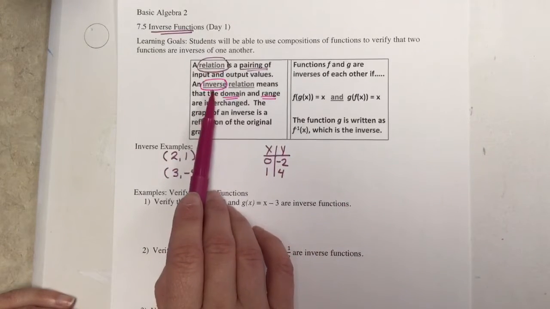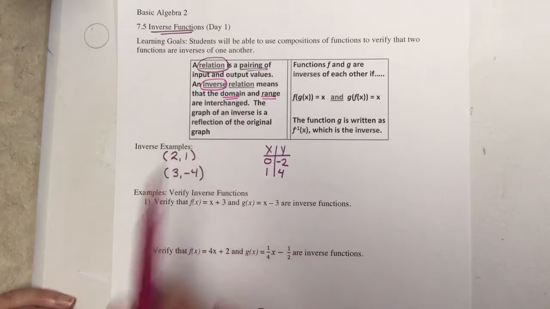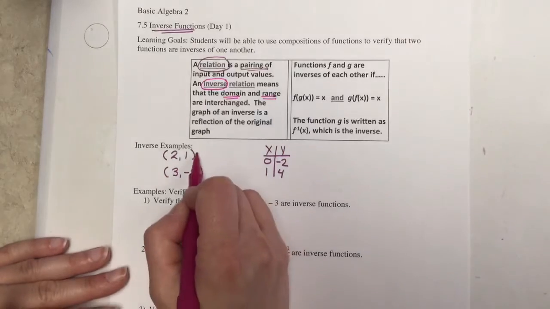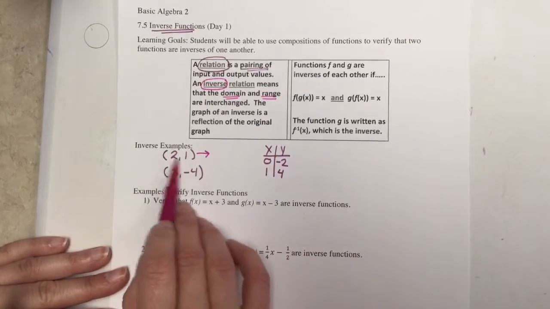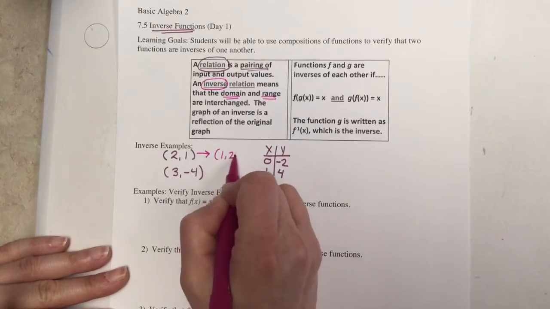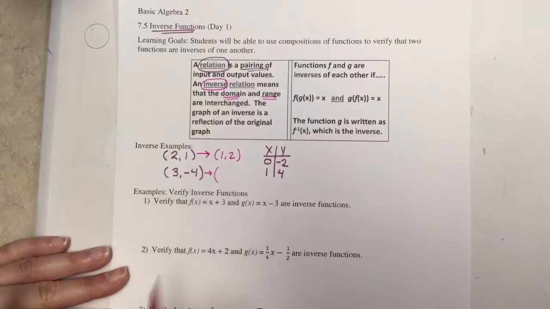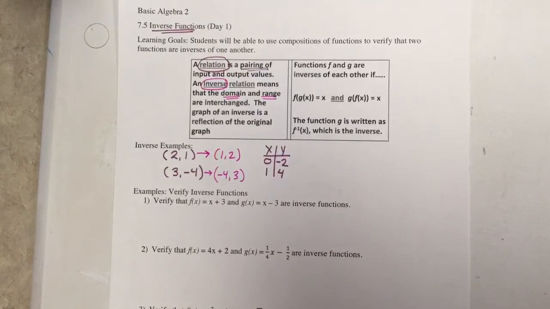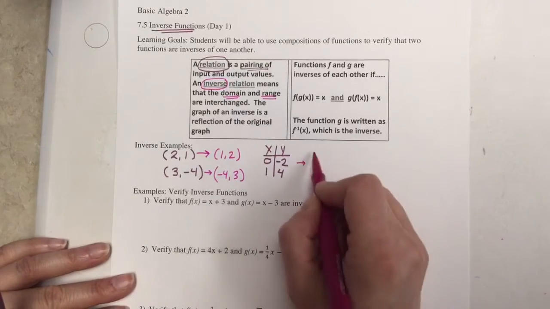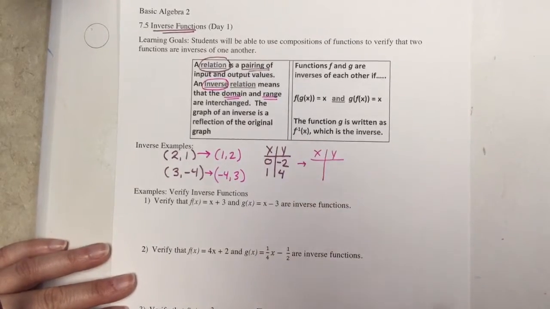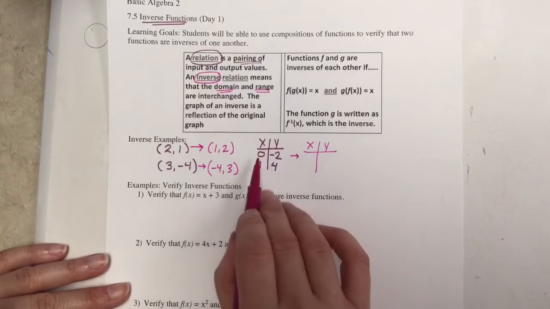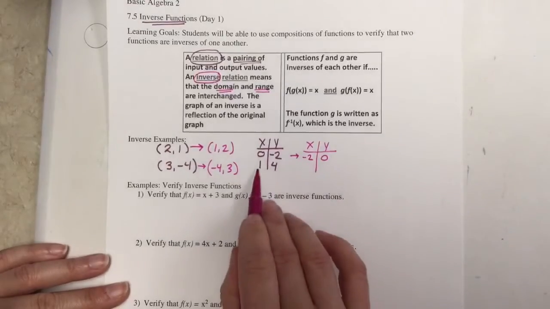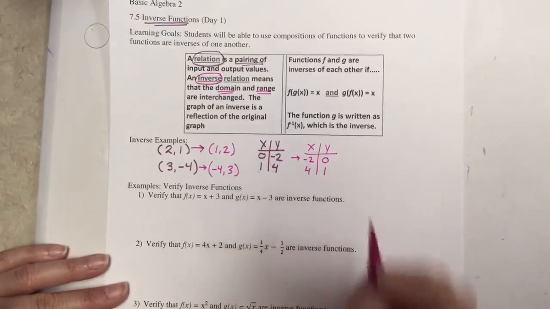What they're telling us for an inverse relation is that your domain and range have to be interchanged. That means that you just simply switch your x's and your y's. So 2, 1 switches and becomes 1, 2. Your 3, -4 switches to become -4, 3. If we are looking at this table, same thing. Your domain and your ranges switch. So 0, -2 becomes -2, 0. 1, 4 becomes 4, 1.